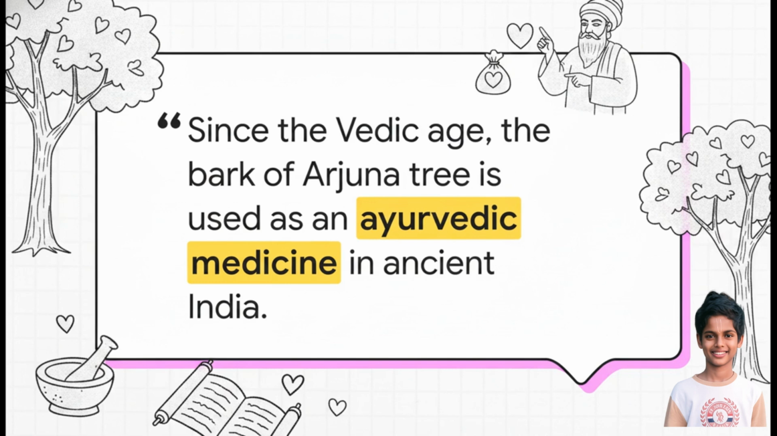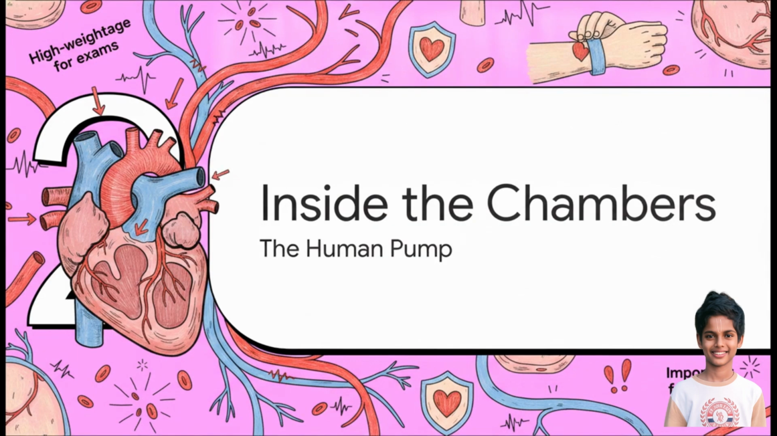It's literally mentioned in legendary ancient texts like the Chakradanta Samhita, the Sushruta Samhita, and the Astang Hridayam. And you definitely want to remember the name Vagabhata. He was the brilliant ancient physician who first promoted using this bark powder to effectively treat heart ailments. Incredible, right? Moving on to Section 2. Inside the four chambers, the human pump.